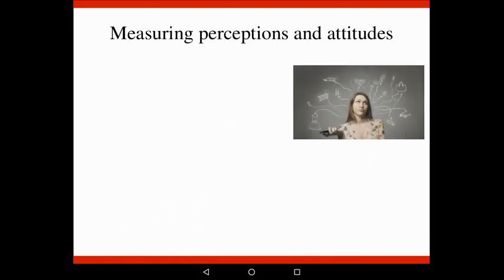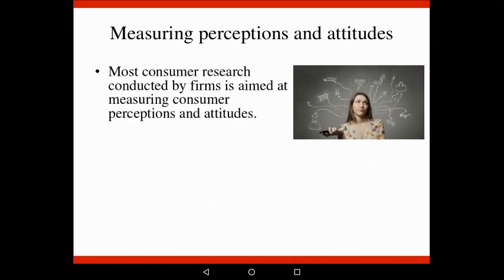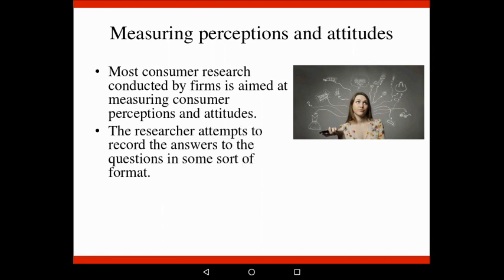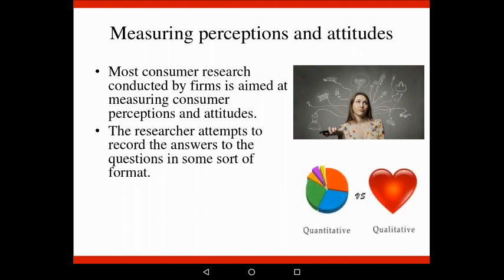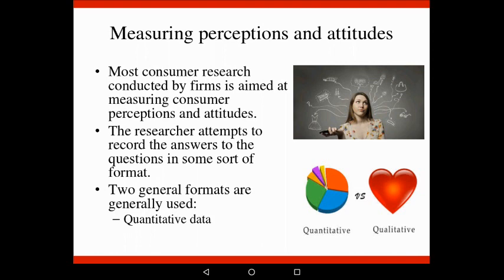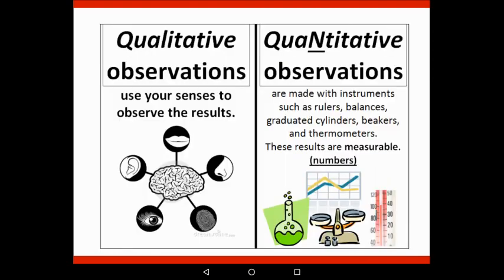Measuring perceptions and attitudes. Most common research conducted by firms is aimed at measuring consumer perceptions and attitudes. How do they feel, think? The researcher attempts to record the answers to certain questions in some sort of format. And the two general formats are quantitative data and qualitative data.